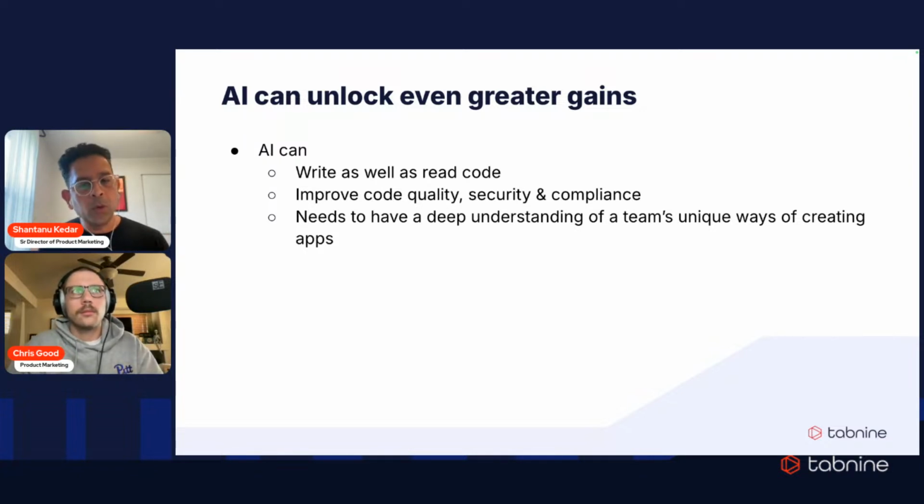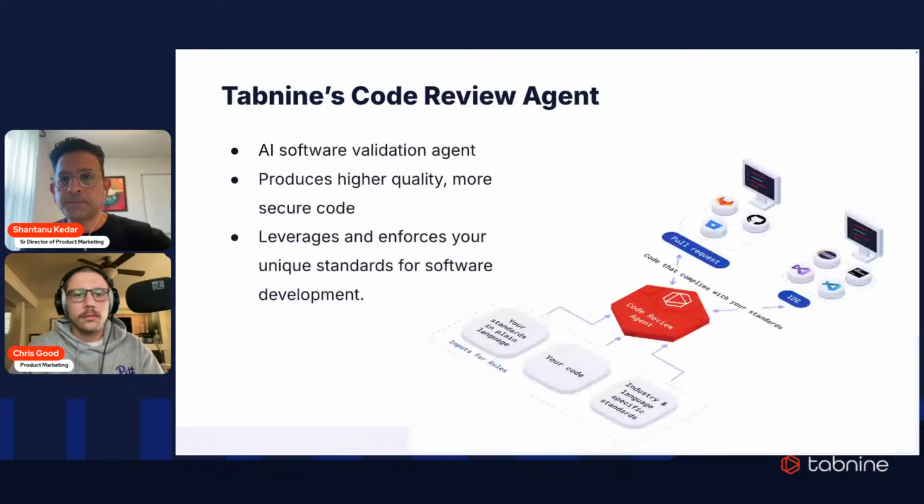They have their own unique and intricate ways of creating software applications. For AI to have any meaningful impact in increasing the code quality, security, and compliance in these teams, it's critical that AI has a deep understanding of the team's unique ways of creating applications. Next slide, please. This was the motivation behind creating Tabnine's code review agent.